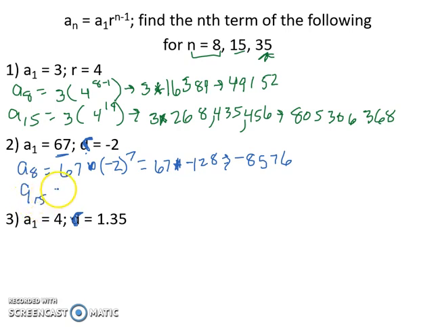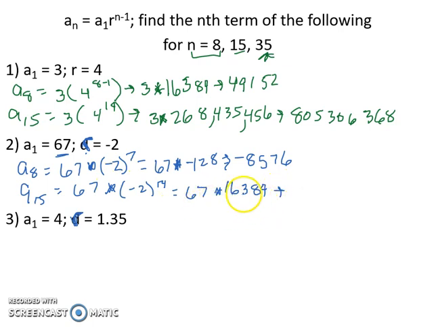A15 is going to be 67 times, again, put that -2 in parentheses, and we're taking it to the 14th power. This time you should have a positive number for the power, 16,384. It should be positive this time because we're taking a negative number and multiplying it by itself an even number of times. So that should be a clue. Even exponent, positive. Odd exponent, it's going to be negative if our starter is a negative.